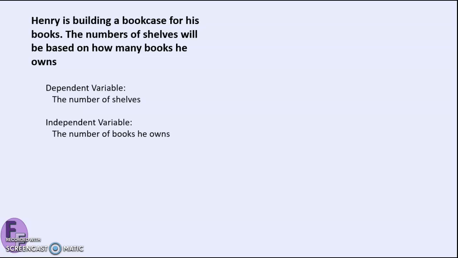Henry is building a bookcase for his books. The number of shelves will be based on how many books he owns. Let's identify the independent and dependent variable. What changes because of something else? Well, the more books that Henry owns, the more shelves he will need. So the dependent variable is the number of shelves because that changes based upon the number of books.